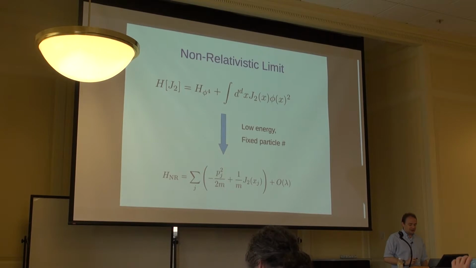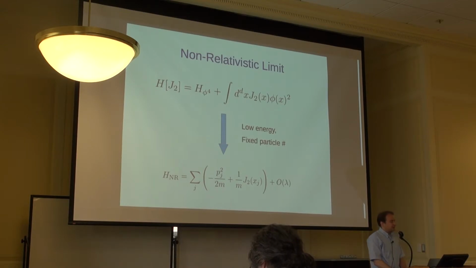And okay, so then how do we actually start to analyze that? We'll do so by taking a non-relativistic limit. So suppose we have this kind of Hamiltonian, H of J2, which is our standard phi-4 theory Hamiltonian, plus a slightly different kind of source term. This is a source term with phi squared instead of phi.